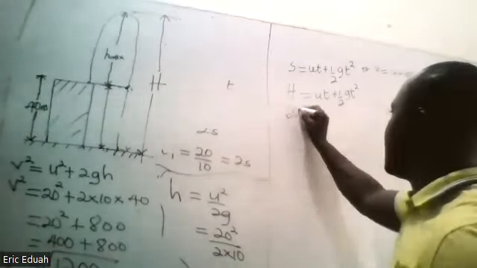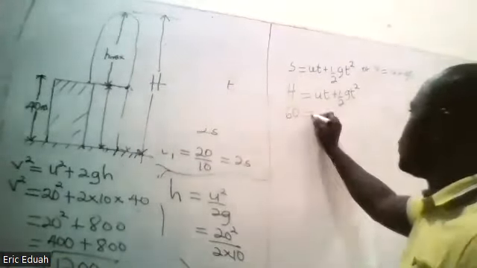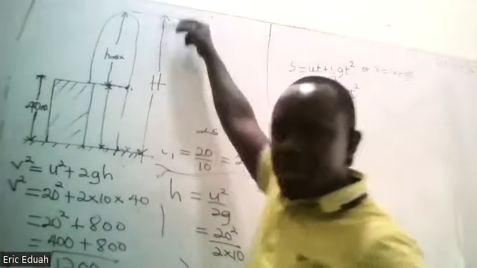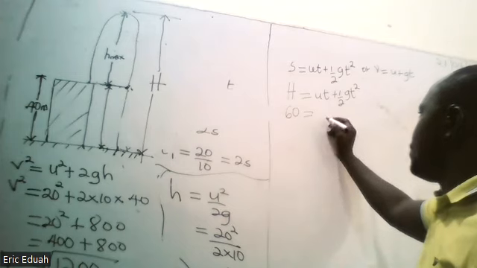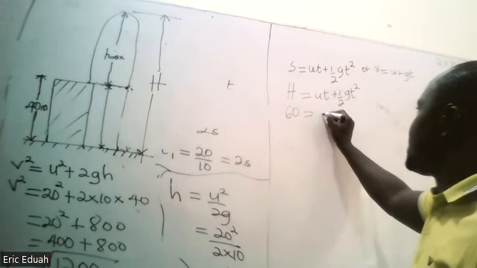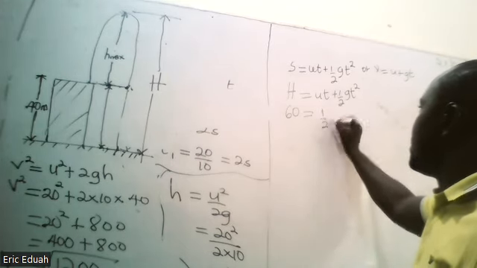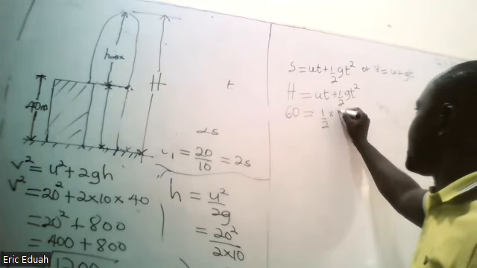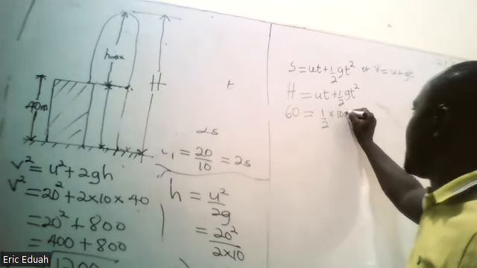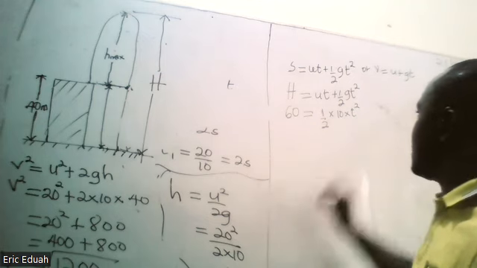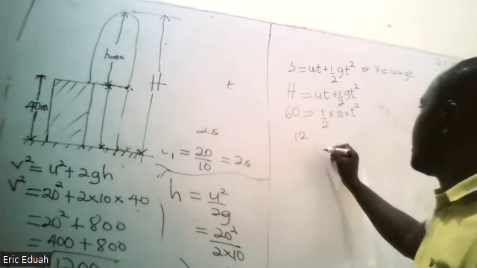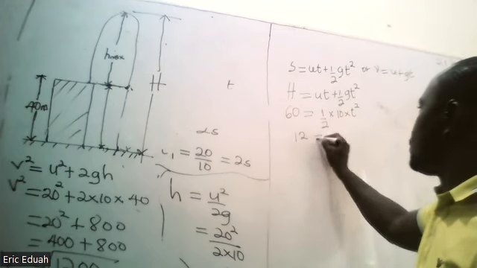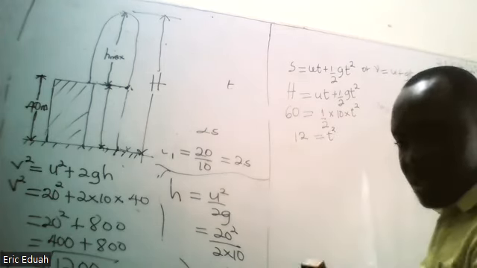So 60 is equal to free fall. When the body is dropping back, it's free fall. u is 0. So we have 60 is equal to half times g, which is 10, times t squared. Therefore, we have 12 is equal to t squared. Let me know, John.